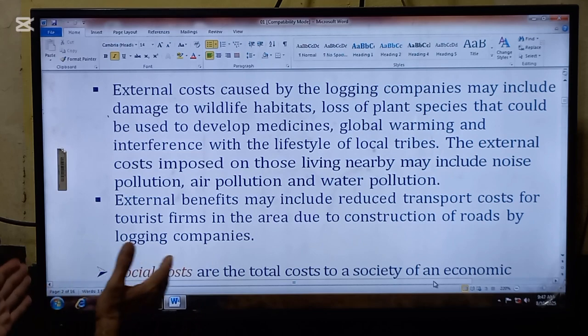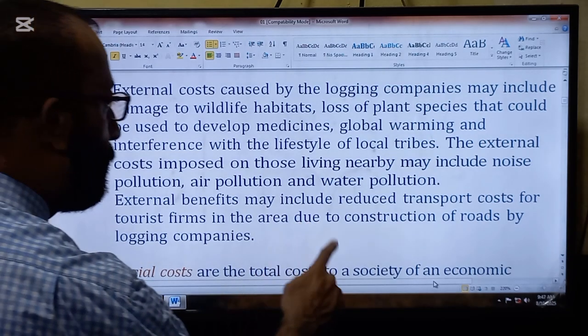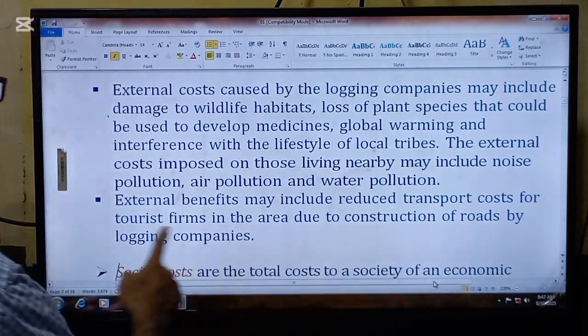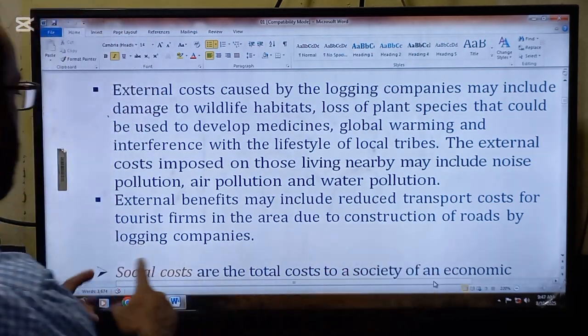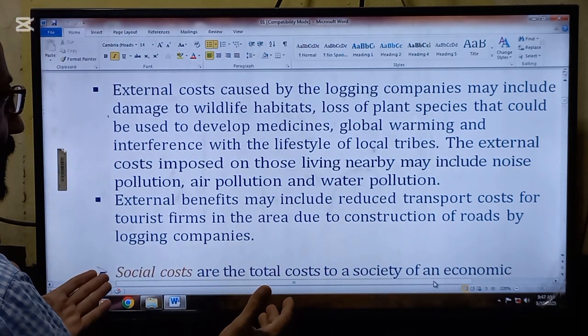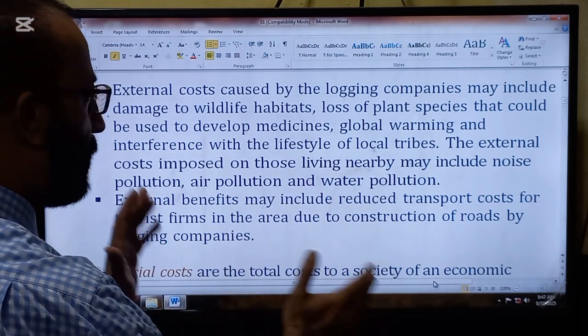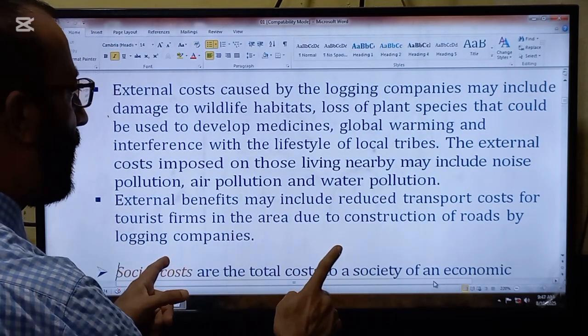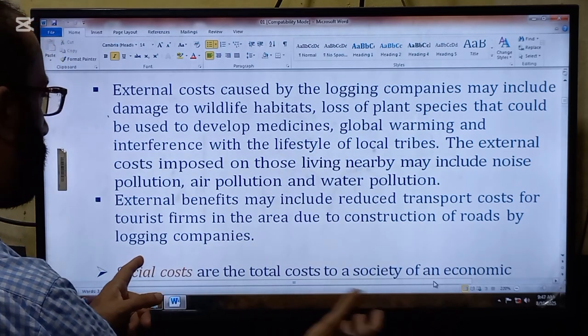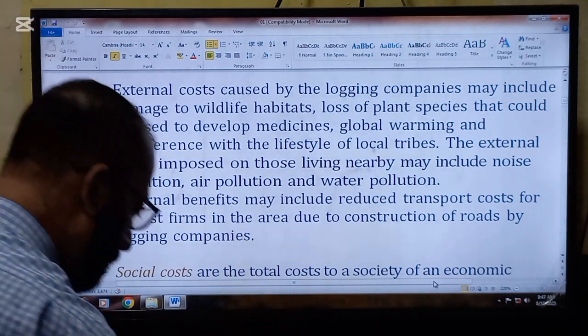On the other hand, external benefits may include reduced transport cost for tourist firms in the area due to the construction of the roads by the logging company. So definitely the logging company will construct roads for the transporting of the woods, and these roads will give benefits to other persons also. So these are the external benefits.